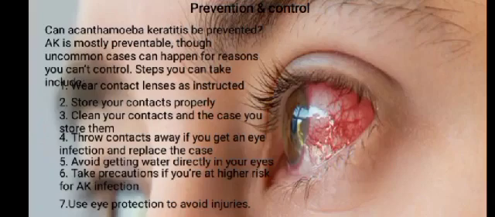Fifth, if your eyes feel dry, use artificial teardrops that are intended for use in the eye. Sixth, take precautions if you're at high risk for AK infection. Seventh, Acanthamoeba keratitis infections are always a threat with eye injuries. Protecting your eyes keeps them safe from damage, which also keeps microbes out.